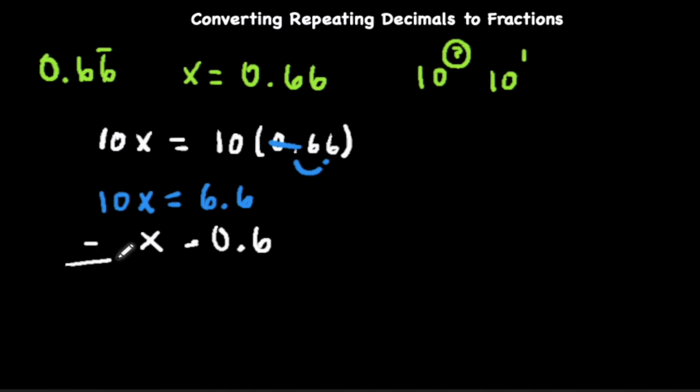The next thing to do is to solve. 10x minus x is simply 9x. Bring down your equal sign. 6.6 minus 0.6 is simply 6. You don't have to write 6.0 because it's understood to be 6. Now the last thing you're going to do is solve for x by dividing both sides of the equation by the coefficient of x, which is 9.